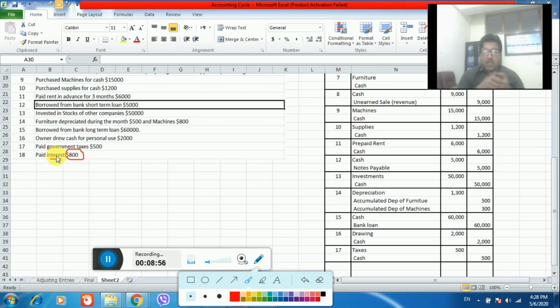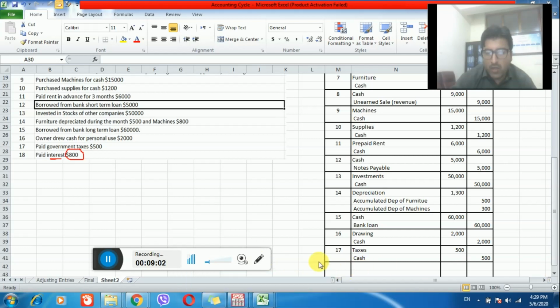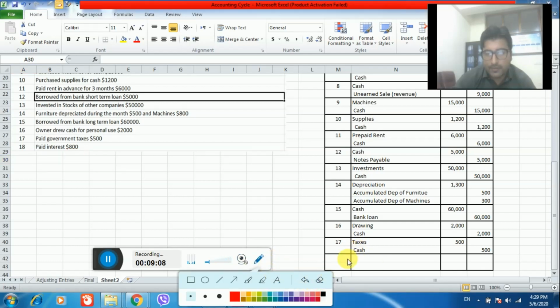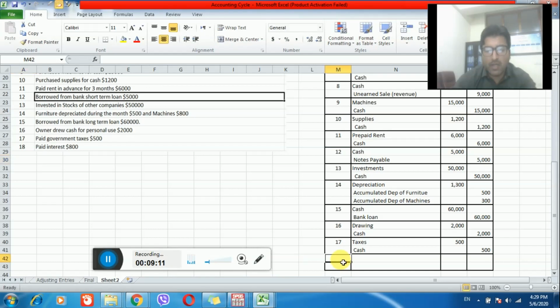Paid interest. Now a business is paying interest here, so it is an expense for them. Then what we are doing here, number 18, interest expense account debit. We debit it. You can write it along with expense, and also you can simply write interest. Because when you pay it, everybody knows that it is an expense, so there is no need to write expense, or you can also write expense.